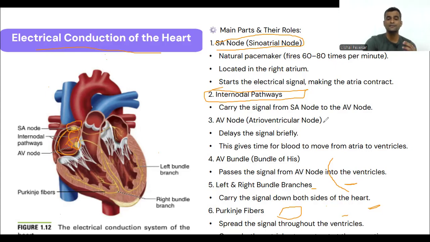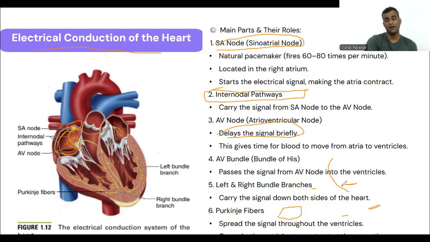Now the AV node is basically the atrioventricular node, which has an important role to play, which is to delay the signal briefly. Why it is needed is that you don't want everything to contract at the same time. What you want is the atria to contract, followed by the ventricles. So the AV node delays the signal briefly. This gives time for the blood to move from the atria to the ventricle, pushing the blood into the ventricle.